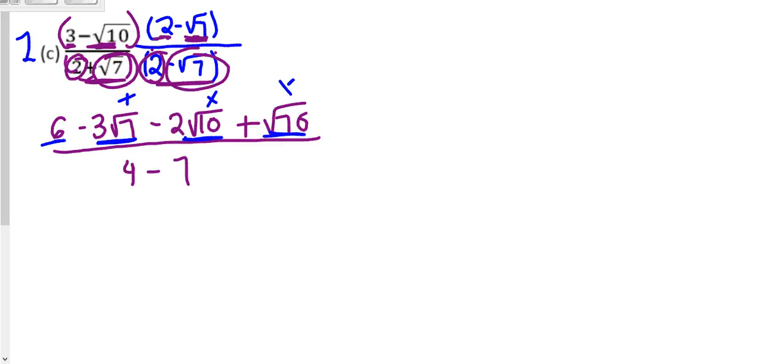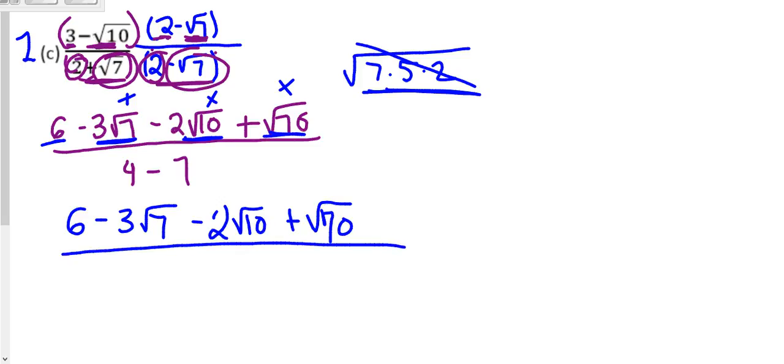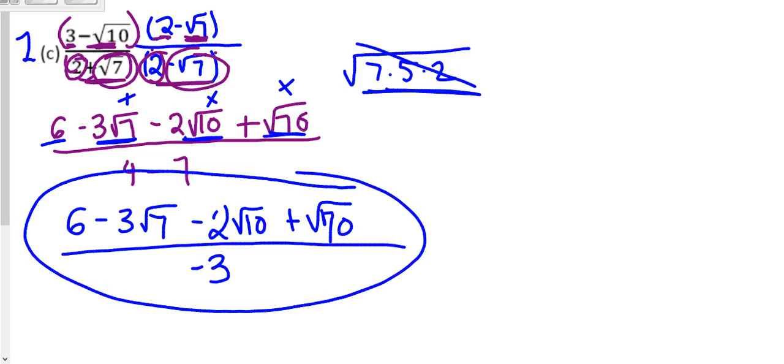Square root of 70 cannot be simplified because that would just be 7 times 5 times 2. There are no pairs here, so it cannot be simplified. They stay what they are. That means my numerator will stay the same. 6 minus 3 square root of 7 minus 2 square root of 10 plus square root of 70 all over 4 minus 7 is a negative 3. Even though that looks long, that is my final answer for this problem.